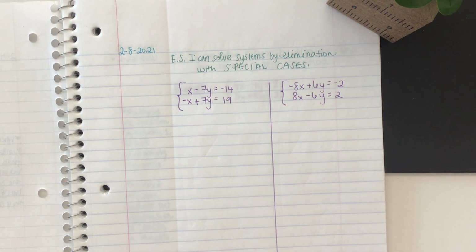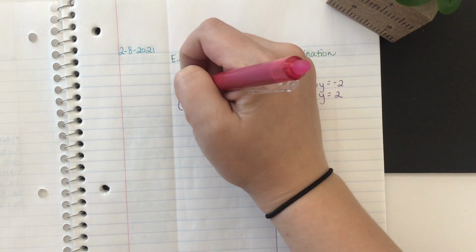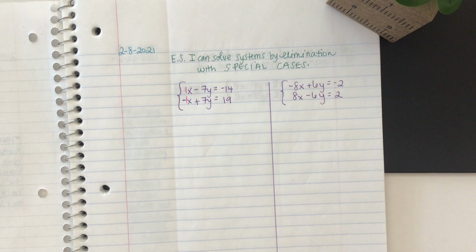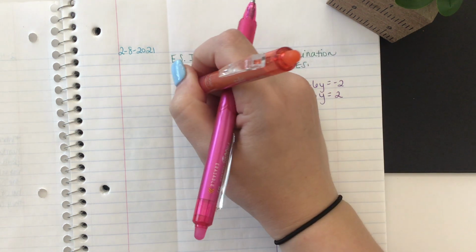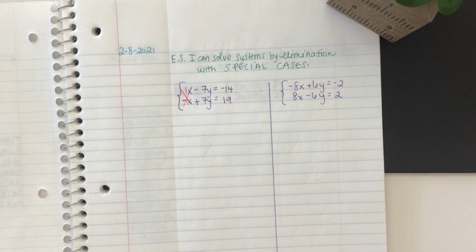So looking at this problem, I have x minus 7y is equal to negative 14, and I have negative x plus 7y is equal to 19. I'm looking, and the numbers in front of the x are a 1 and a negative 1. Remember, I need the same number but opposite sign in order to cancel. So the x's can cancel because that's a positive 1 and a negative 1. But then I'm looking, and the y has a negative 7 and a positive 7, so the y's can also cancel.